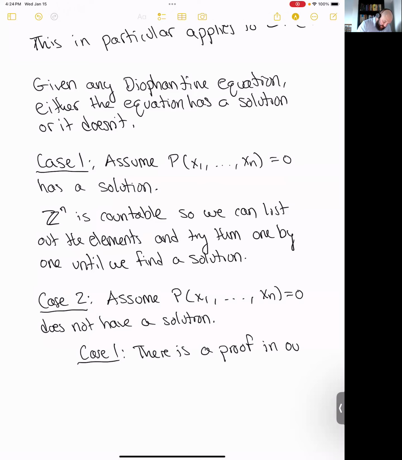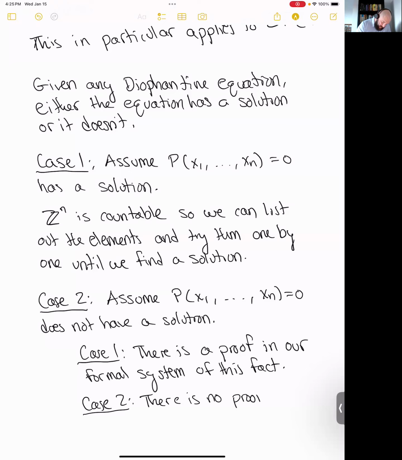in our formal system of this fact. And then there's case 2, which is there is no proof in our formal system of this fact.